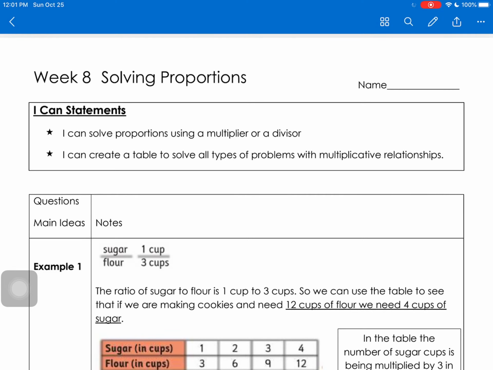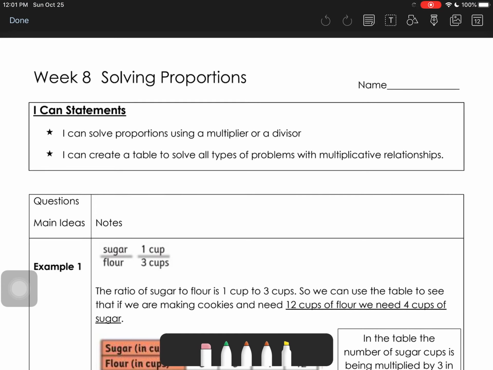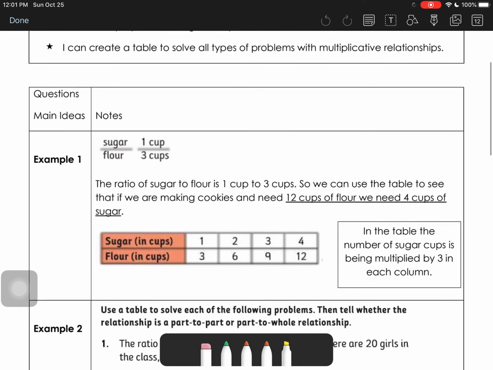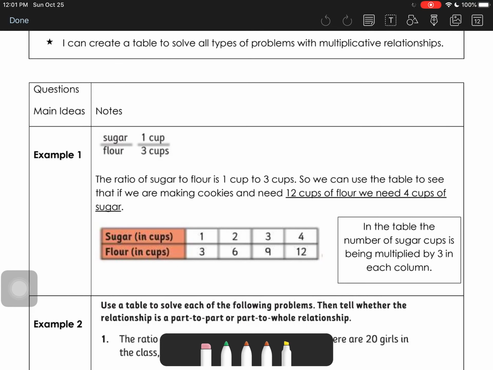In this lesson, we are going to be working on solving proportions and solving using a multiplier or divisor, and then coming up with tables to help solve them as well. So, a proportion is a comparison of two items.